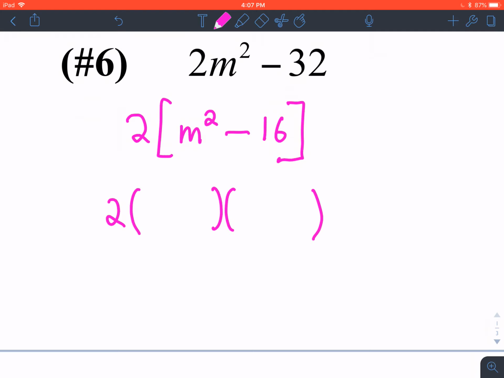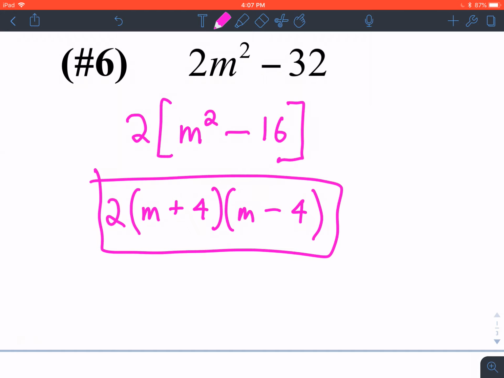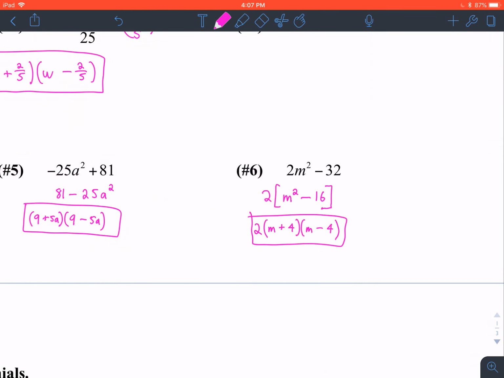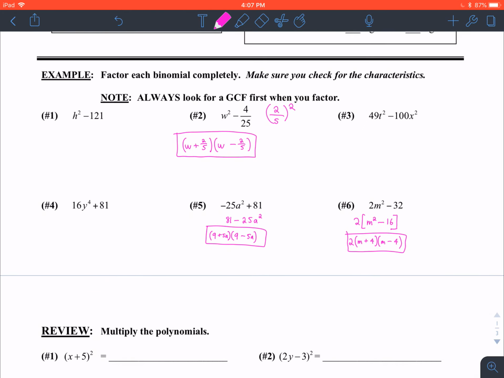So what is the square root of m squared? So we're going to have m and m. What's the square root of 16? We got 4 and 4. And we got to put a plus and a minus. And that is our factored answer. Okay? I will zoom out like this so you guys can see the work that we did so far. Why don't you guys try 1, 3, and 4 on your own? You can pause the video.